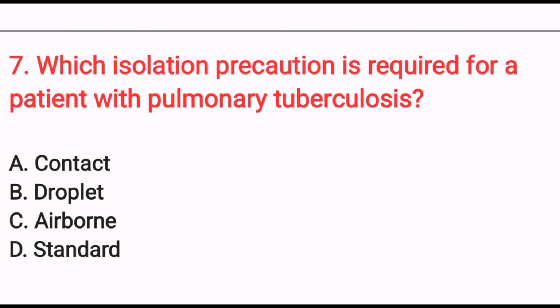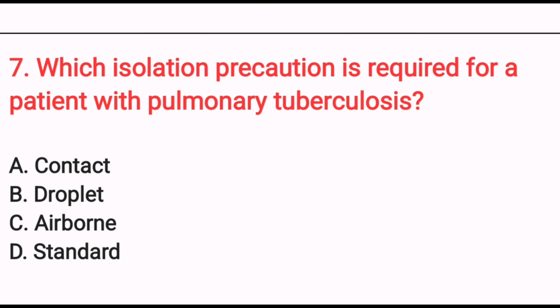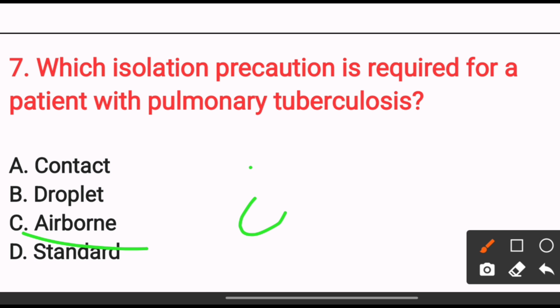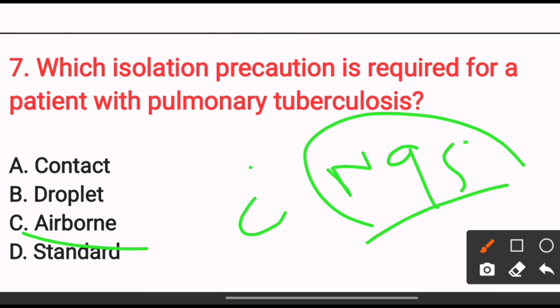Next, which isolation precaution is required for a patient with pulmonary tuberculosis? Option A contact precaution, option B droplet precaution, option C airborne precaution, option D standard precaution. The answer is option C, airborne precaution. Pulmonary TB requires airborne precaution and also needs the N95 respirator mask and a negative pressure room.